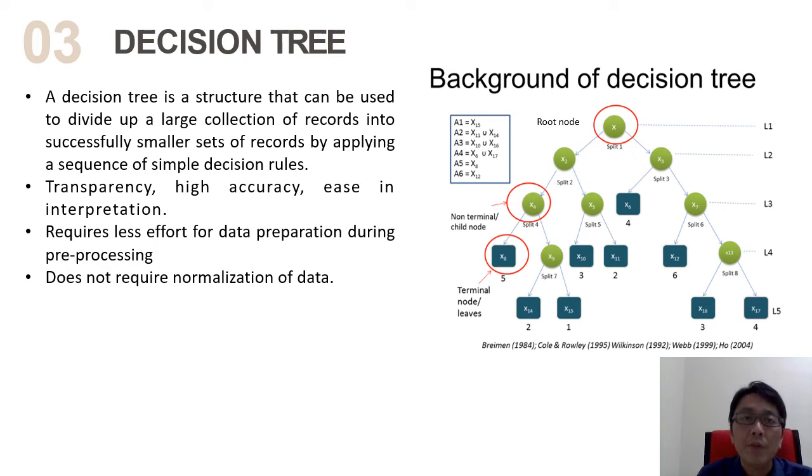The reason why we use decision tree over other predictive modeling is its transparency, high accuracy, and ease of interpretation. Besides that, decision trees require less effort for data preparation during pre-processing, and they do not require normalization of data.